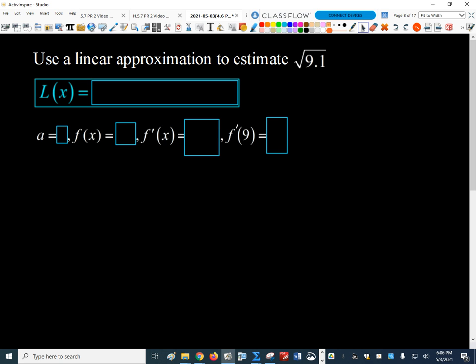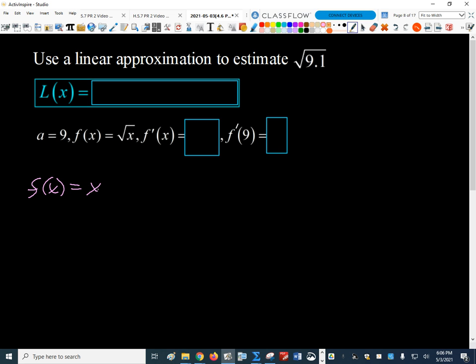That's the value we should clearly choose for a, is 9. So if a is 9, what's our function going to be? This is a square root function, right? We're plugging our inputs into a square root. So f of x is just the square root of x.